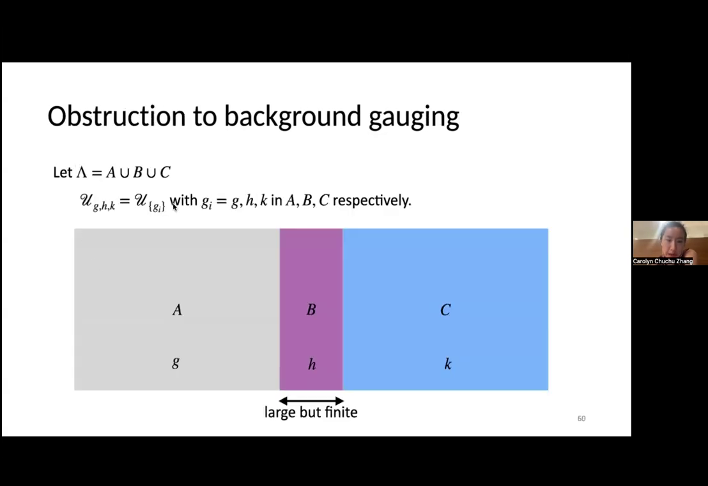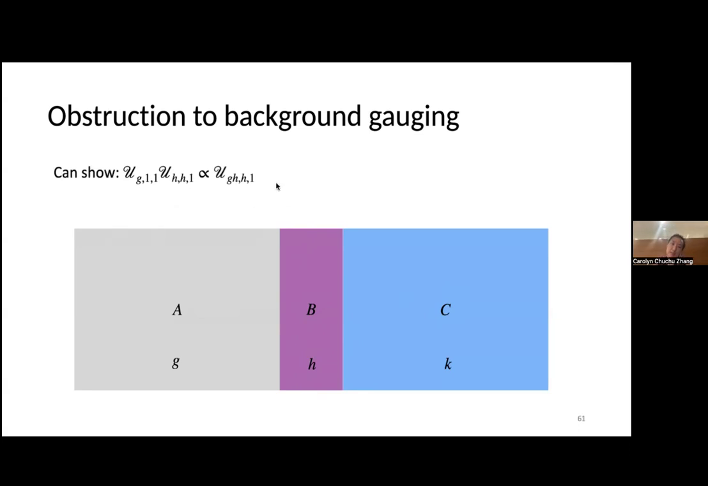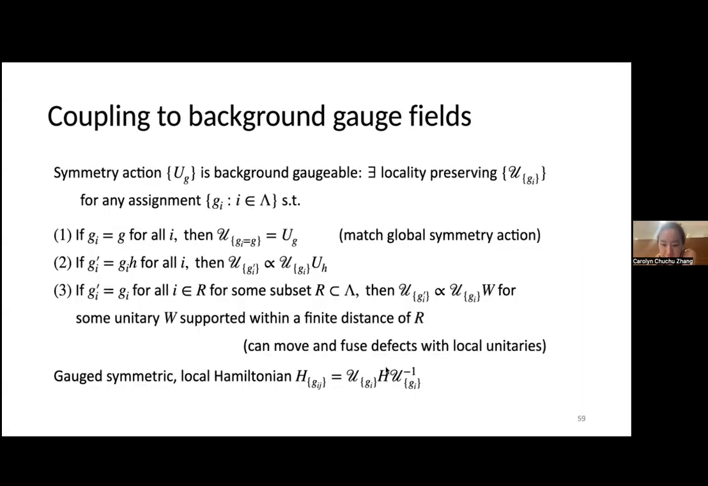So for example, if we have our lattice ABC and we can assign group elements G to region A, H to region B, and K to region C, then we will choose B to be large and finite for the following argument. And I should mention that this proportionality means up to a phase. And the reason why is because all we really care about is this Heisenberg evolution. So these phases don't really matter, because the phases cancel between this U and U inverse.